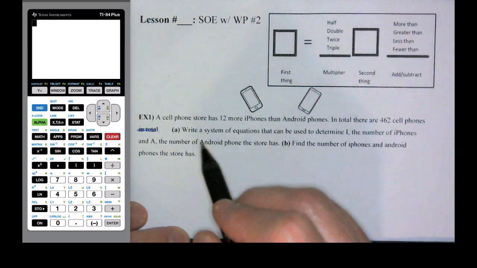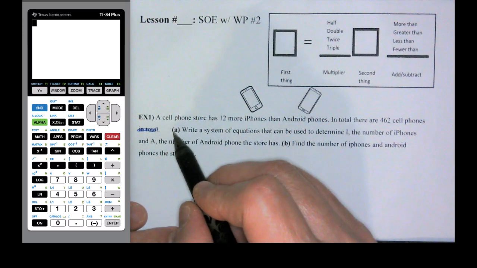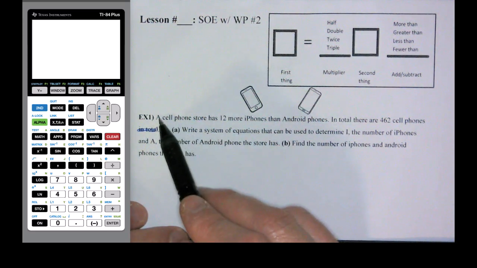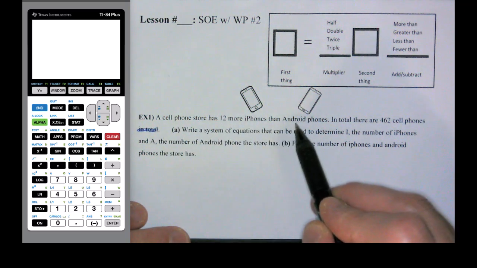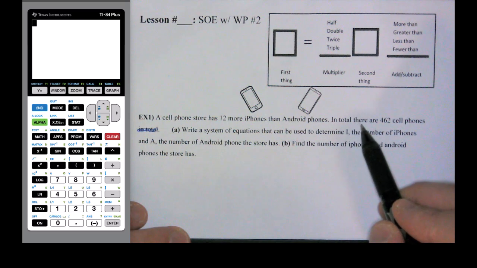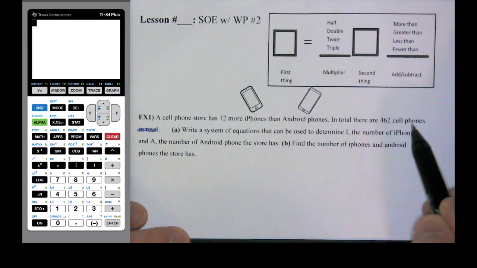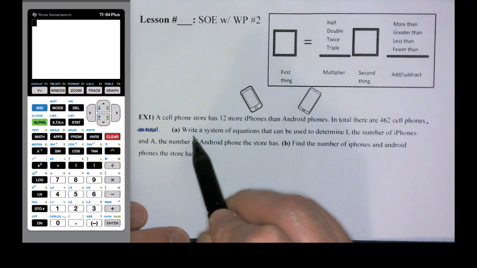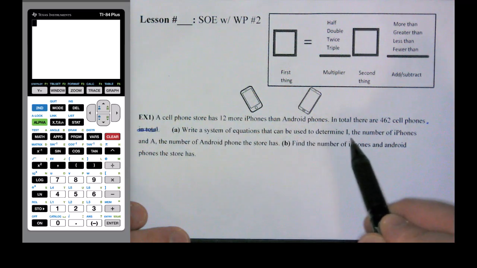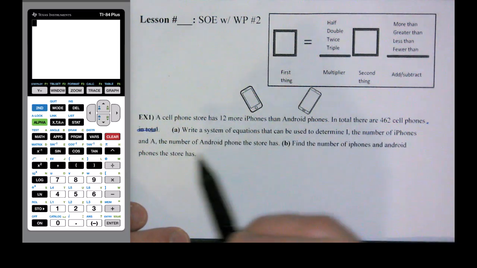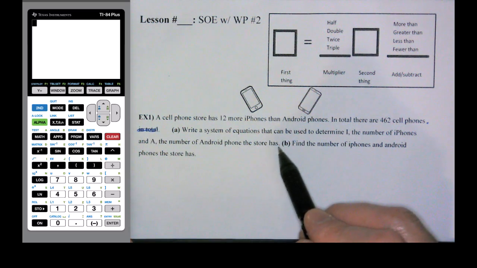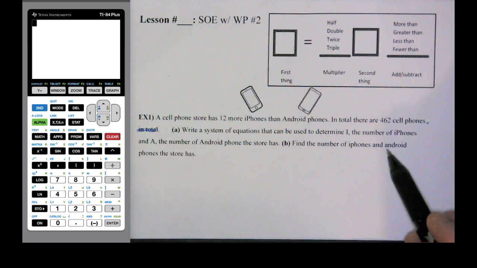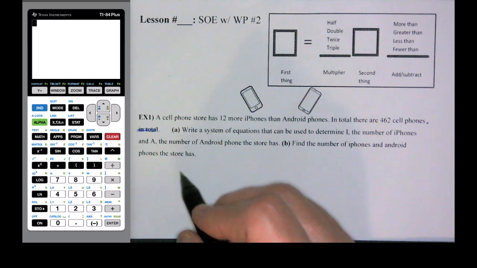So let's take a look how to use this in a word problem. Here we have an example number 1. A cell phone store has 12 more iPhones than Android phones. In total, there are 462 cell phones. Write a system of equations that can be used to determine I, the number of iPhones, and A, the number of Android phones the store has. Find the number of iPhones and Android phones the store has.